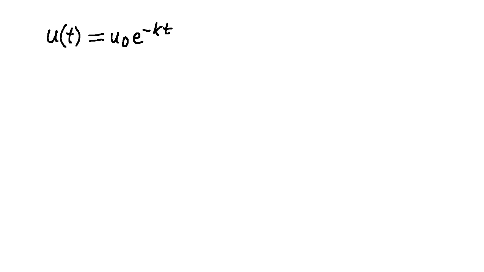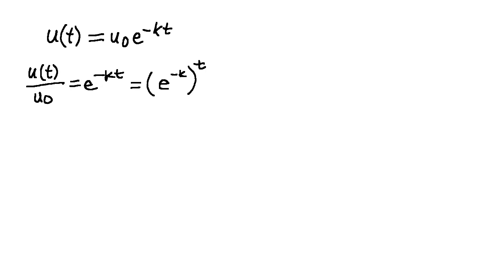Dividing both sides of our model by u0 gives us an expression for the fraction of the initial amount of drug remaining after t hours. This model can be expressed in a slightly different way using properties of exponents. If the drug is metabolized at a rate of p times 100% per hour, then, after 1 hour, 1 minus p times 100% of the drug has not been metabolized. It follows that u at time 1 divided by u0 is equal to 1 minus p.